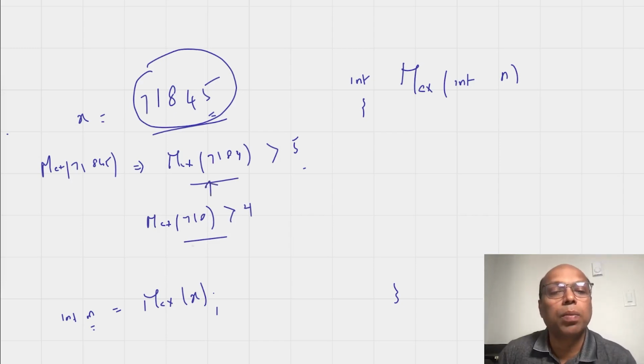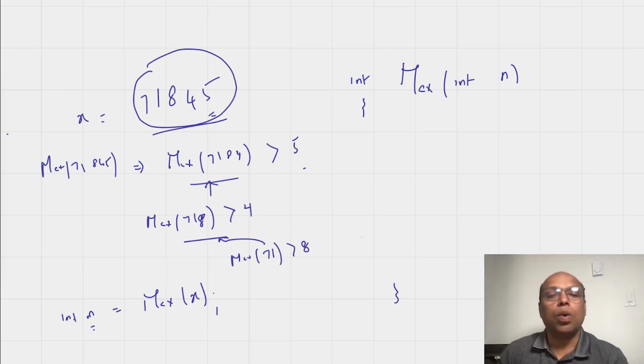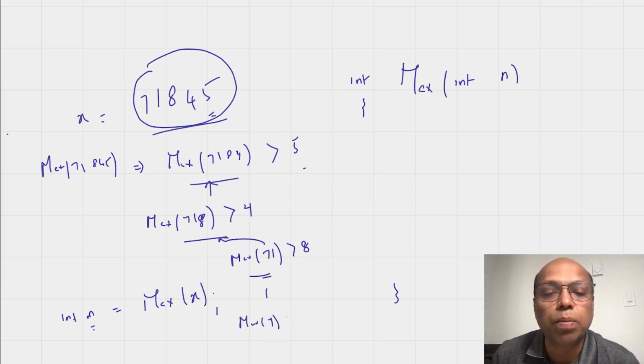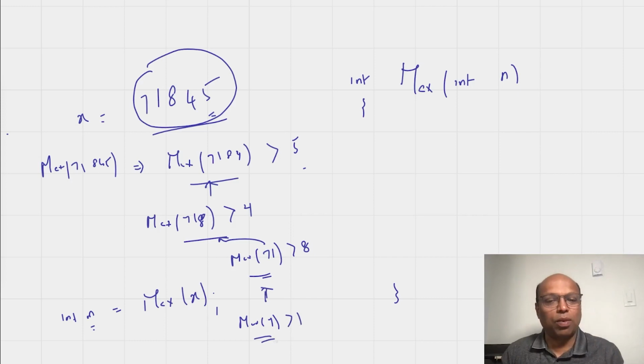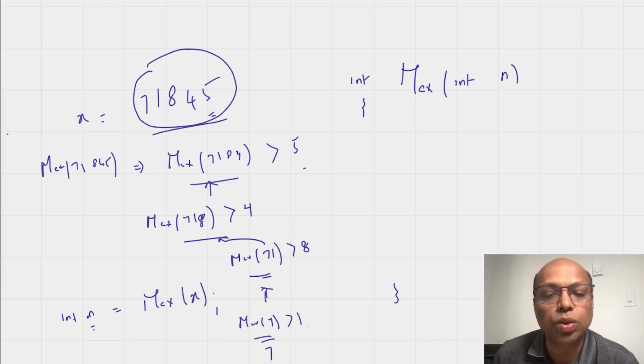What would the maximum of 718 be? The maximum of 71 needs to be compared with 8. That needs to be written here. What is the maximum of 71? The max of 7 needs to be compared with 1. That value needs to be written. What is the maximum of 7? You can't split now. Maximum of 7 is 7 only. 7 is greater than 1. Condition is true. That 7 will be written here.